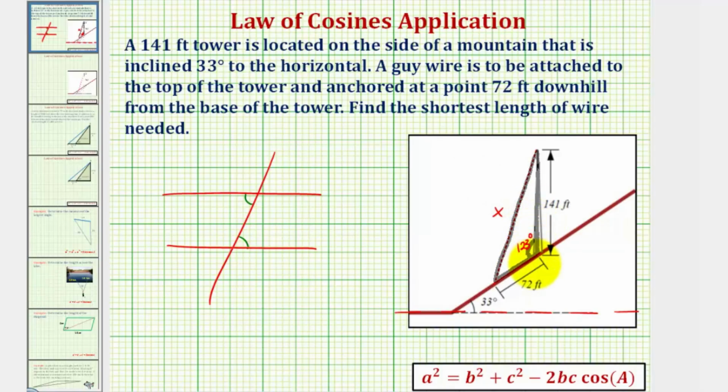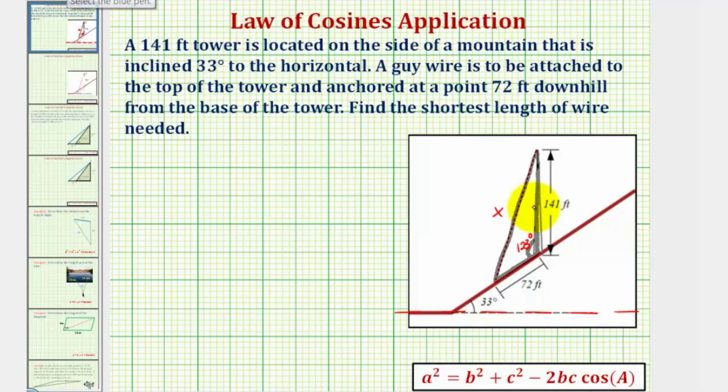So now we can apply the law of cosines to determine the length of the guy wire, or the length of x. Remember, when applying the law of cosines, this side here on the left side of the equal sign, in this case A, is always opposite the angle used on the right side, in this case angle A. So because we're trying to find x, we'll have x squared here on the left, and we'll use 123 degrees as the angle on the right. And sides B and C would be the two sides that form the known angle.